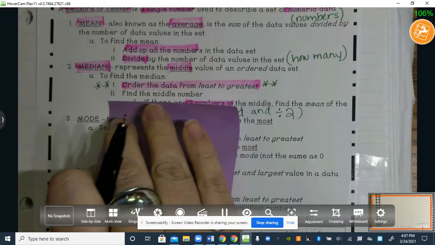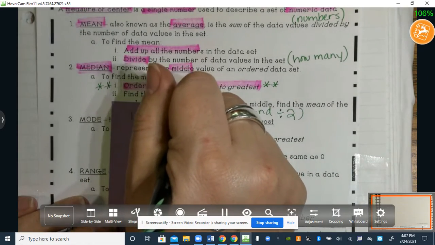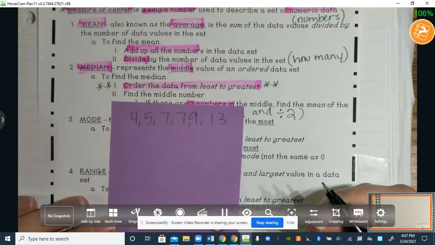So say I have a group of numbers. I had several kids' shoe sizes today. So some of the data I had was 4. I had a kid with 7. I had a lot of 7s, 9, and a 13. Okay. Let's throw in an 11 and a half.